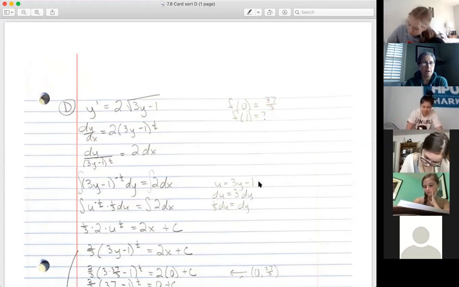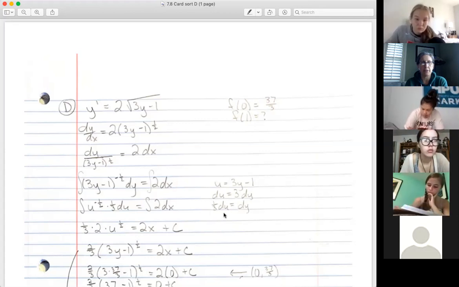So my derivative of the 3y minus 1 is the 3, and then times dy, got the dy by itself. And so then that 1/3 du is what I ended up having to substitute into the dy.